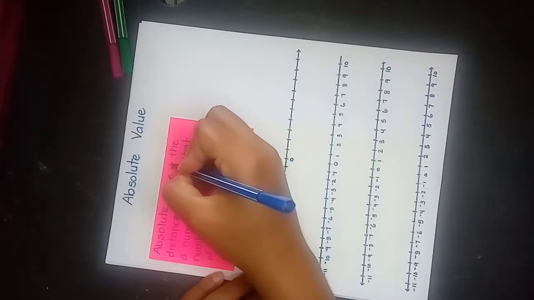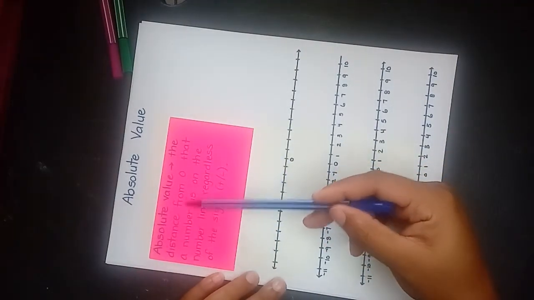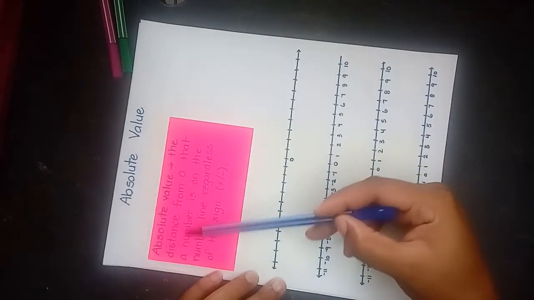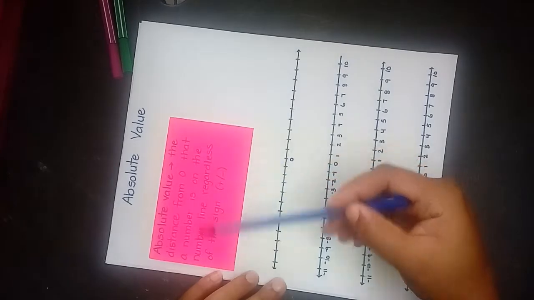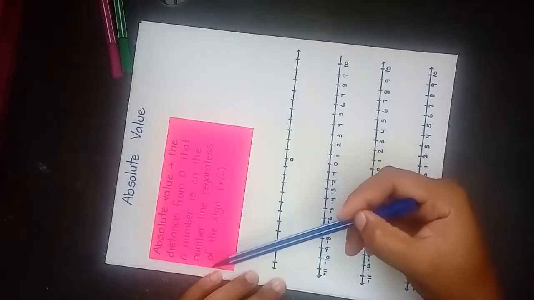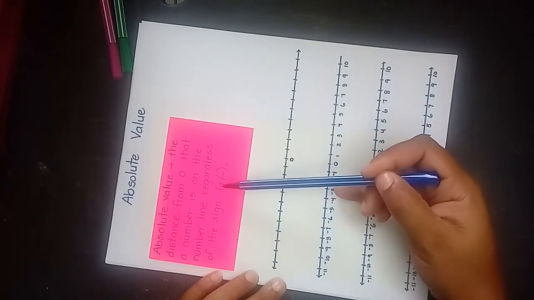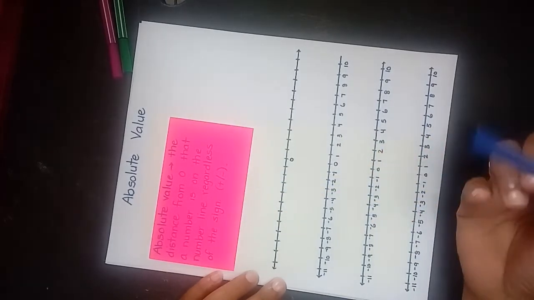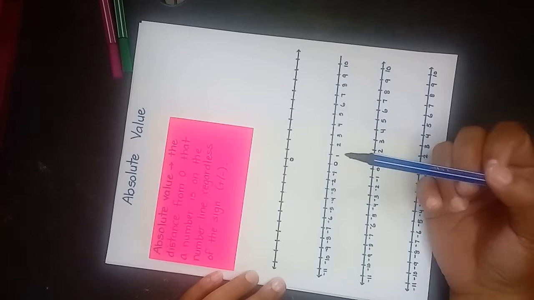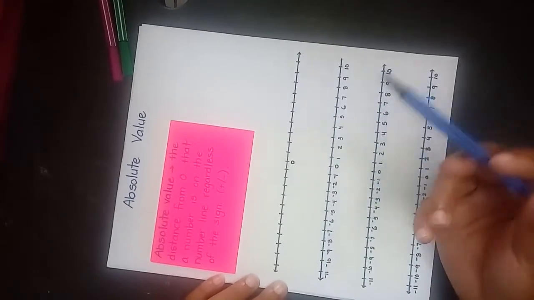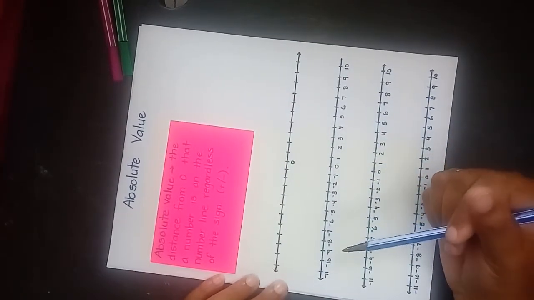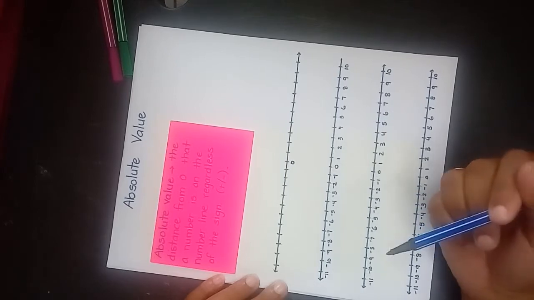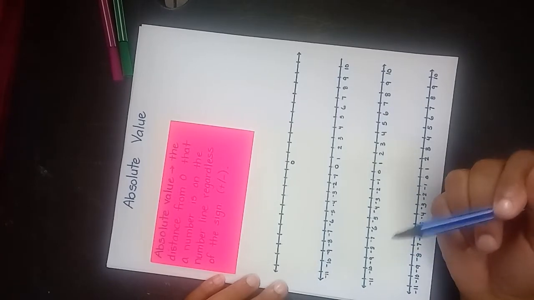Absolute value is simply the distance from zero that a number is on the number line, regardless of the sign. So it doesn't matter if it's positive or if it's negative. It's basically saying the amount of times you have to jump to get to zero. That is the absolute value.